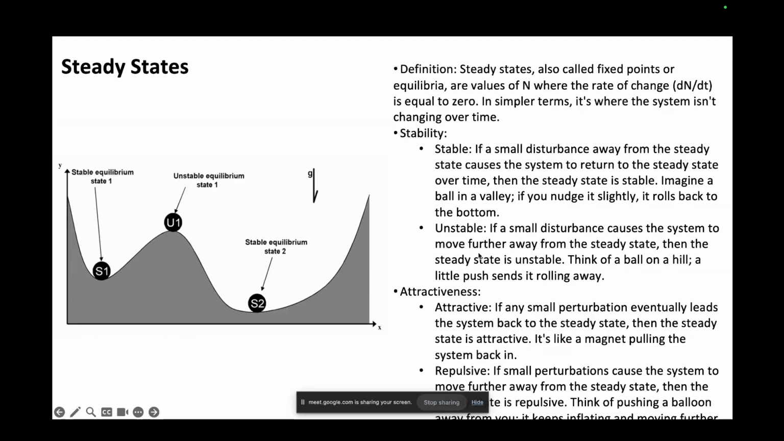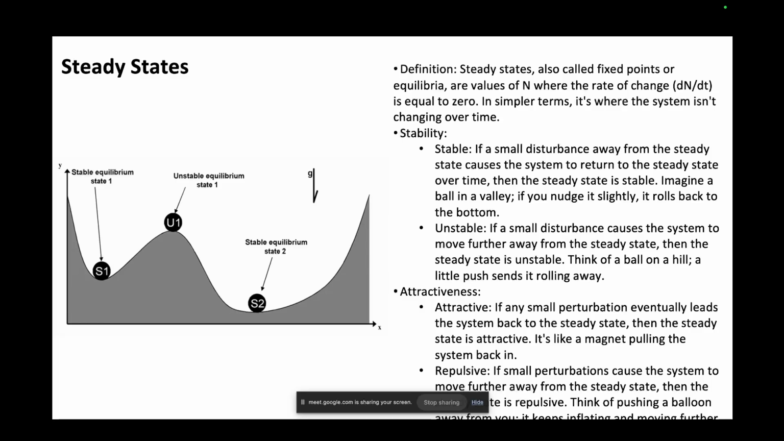And you have steady states like this, in this case U1, which is basically steady, it's not moving, but if you push it on either side, to the left or the right, it will not come back naturally to its current position. It will roll away further down. So although it's a steady state, it's unstable. So it's called unstable equilibrium, and this is known as stable equilibrium. So as I said, if a small disturbance away from the steady state causes the system to return to the steady state over time, then it's called stable. If it does not return to the steady state after pushing it slightly away, it's unstable.